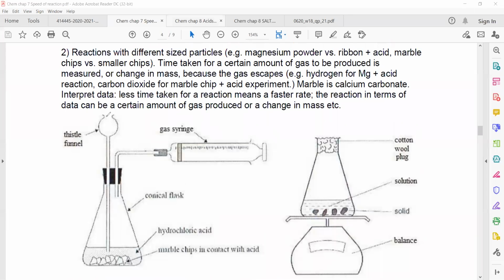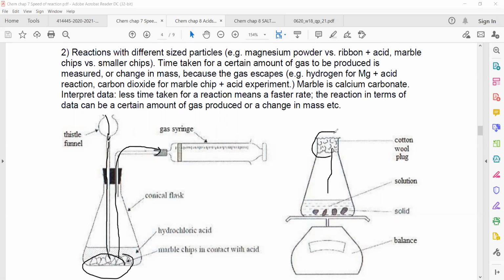So when we add acid using a thistle funnel, the acid poured gradually reacts with metals to give a gas, and we collect that gas by using a gas syringe. Or we can also react acid with a metal, or a solid with a solution. A gas is given off.